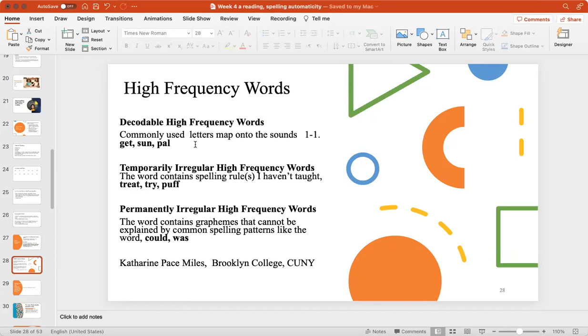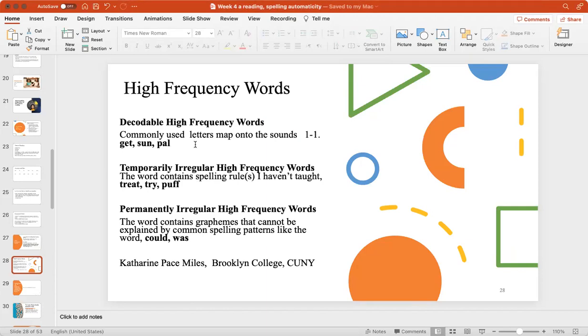And then there are some temporarily irregular words, which I haven't taught you the rule yet. So if I have the word try, if I've taught the letter Y and how it works as a vowel, that's a decodable word. But until I teach the Y and what it sounds like at the end of a word, it's temporarily irregular.